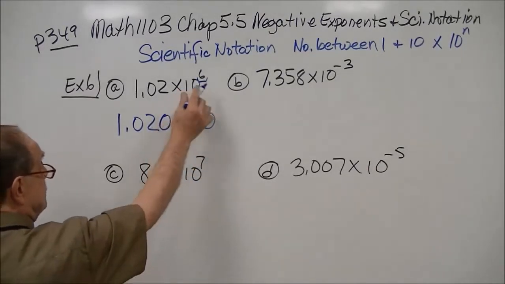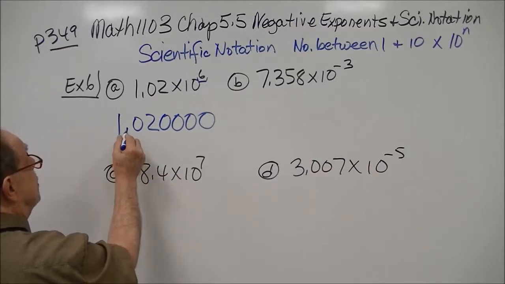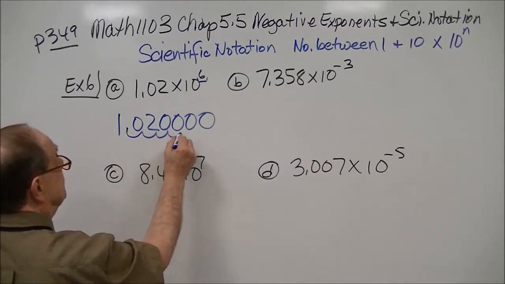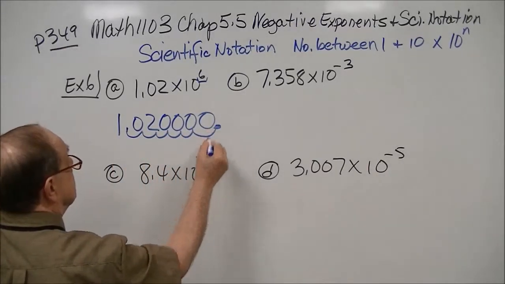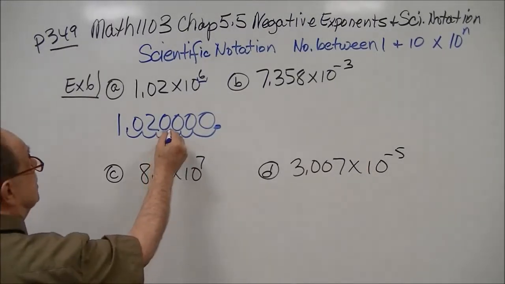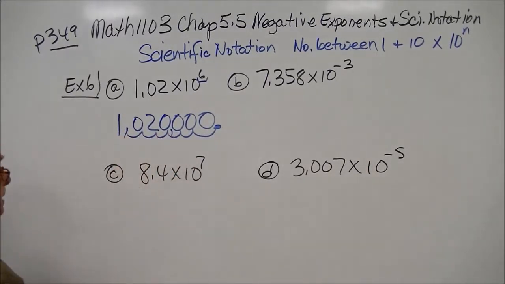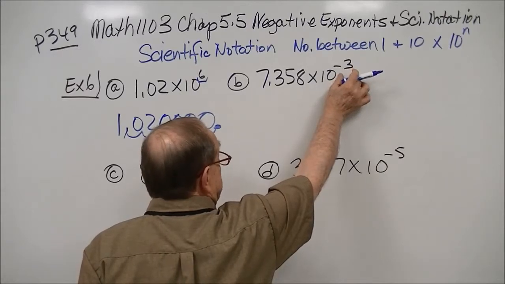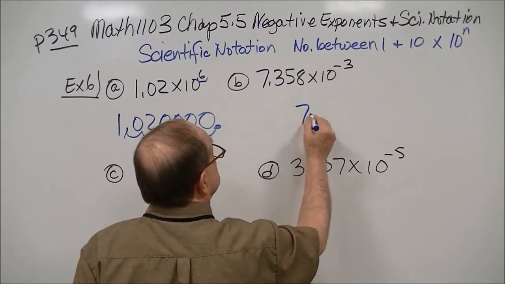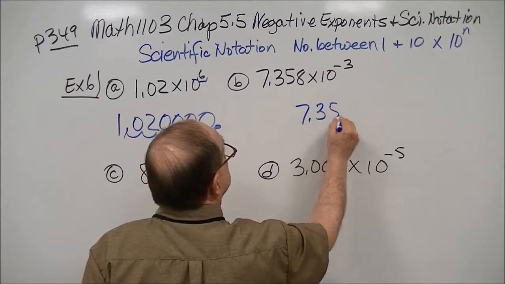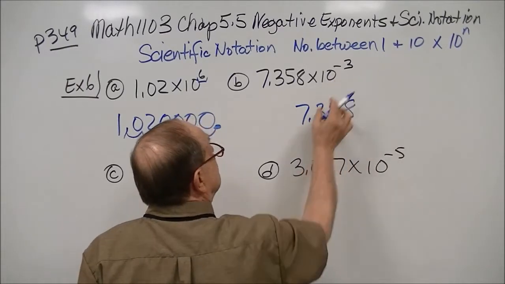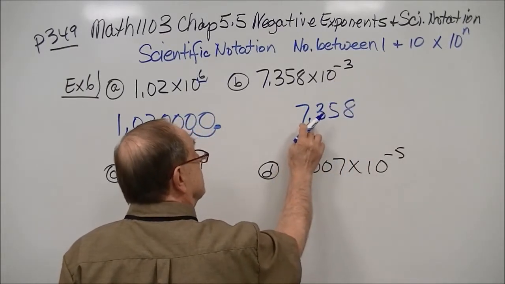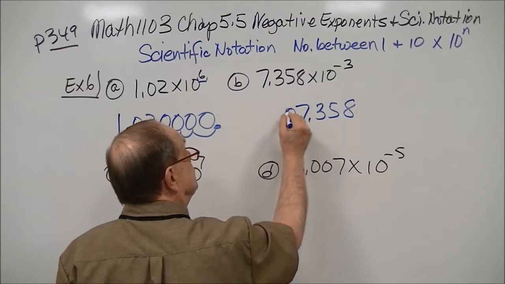So now when I move my decimal point, I go 1, 2, 3, 4, 5, 6. And that is my number. And I could put commas in there if I like. Again, how many decimal places do I need to move it? And the answer is 3. Well, I have 7.358. I have to move it 3 decimal places. So that's 1. So I have to add 2 zeros.